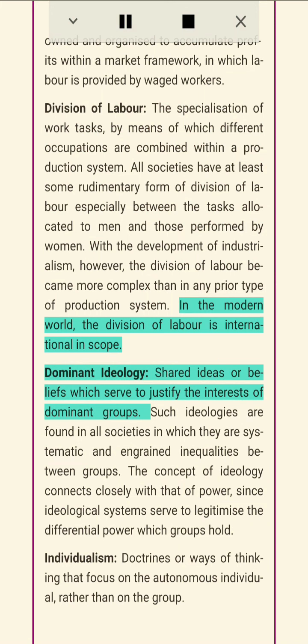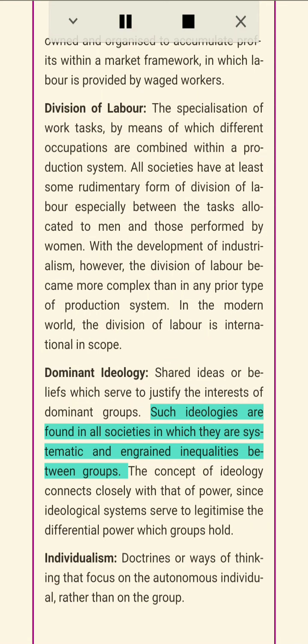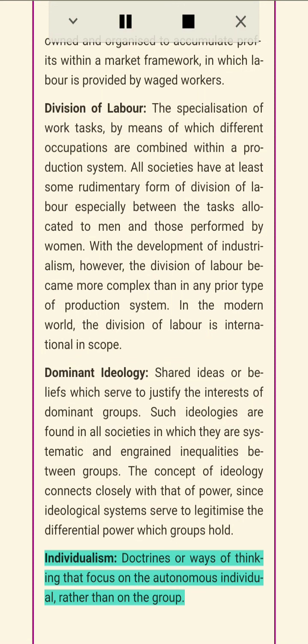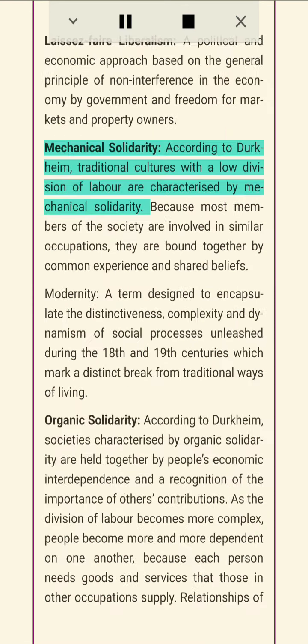Dominant ideology: shared ideas or beliefs which serve to justify the interests of dominant groups. Such ideologies are found in all societies in which there are systematic and ingrained inequalities between groups. The concept of ideology connects closely with that of power, since ideological systems serve to legitimize the differential power which groups hold. Individualism: doctrines or ways of thinking that focus on the autonomous individual, rather than on the group. Laissez-faire liberalism: a political and economic approach based on the general principle of non-interference in the economy by government and freedom for markets and property owners.